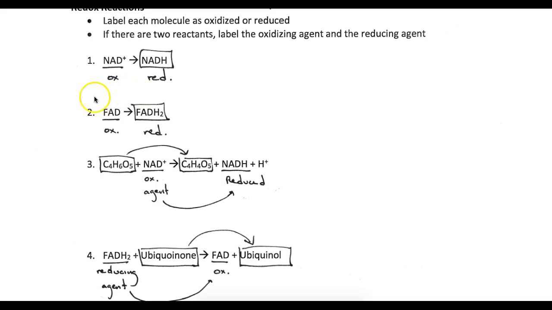Same here, FAD is the oxidized form, and then the addition of 2 hydrogens, also with electrons, would be a reduction. When we look at these reactions then with additional molecules, here's an example of C4H6O5 plus NAD going to C4H4O5 and NADH. NADH is the reduced product, therefore that would make this one the oxidized product.